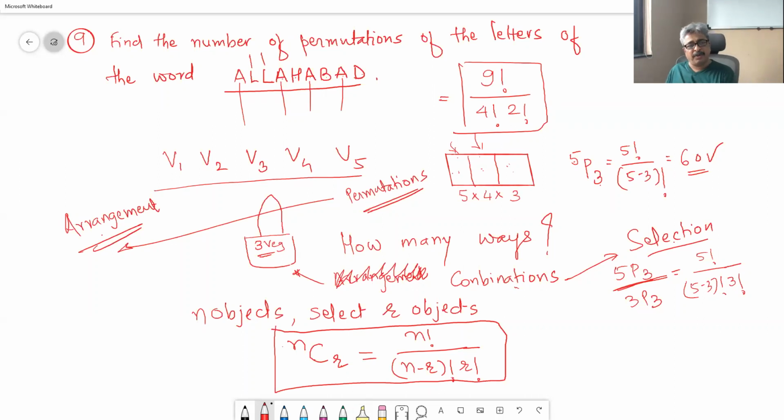In our case, the answer is going to be 60 divided by 3 factorial, which is 6. The answer would be 10. I can take home 3 vegetables out of 5 vegetables available in 10 different ways. Somebody was asking some question.